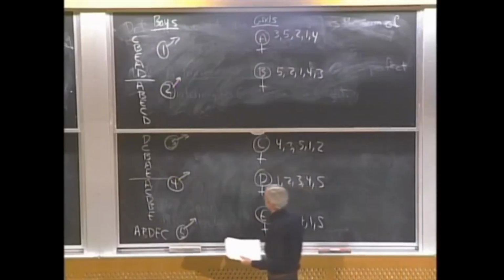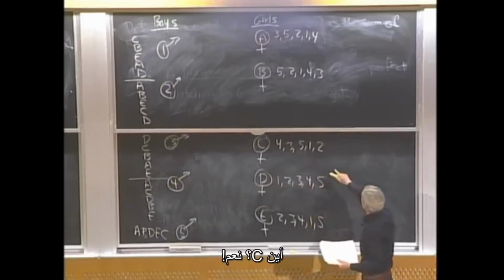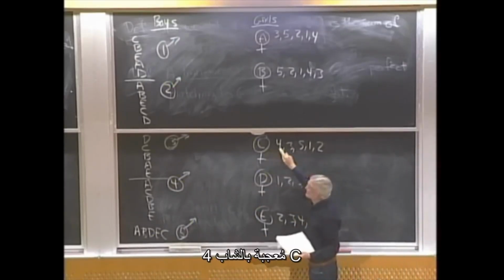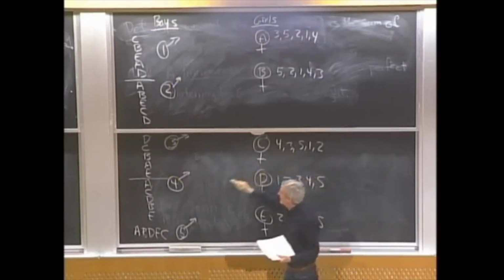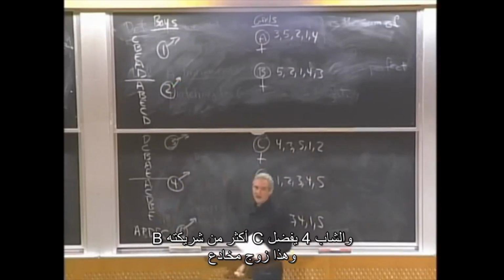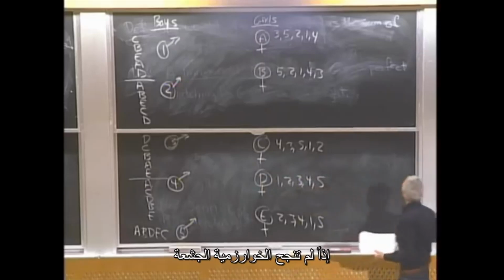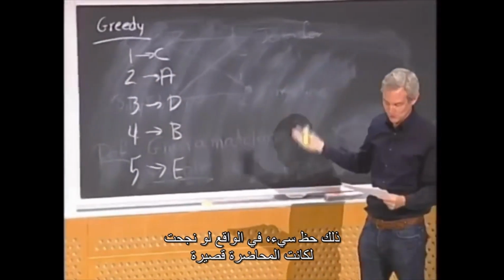So, 4C. All right, let's see that. Where's C? Oh, yeah. C has the hots for boy 4, so she likes him better than whoever her mate was, and boy 4 likes C better than who he got matched with, girl B. That is now a rogue couple, so the greedy algorithm did not work. That's too bad. Well, it would be a short lecture, I guess, if it worked.